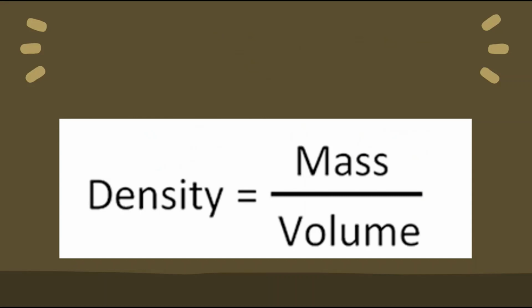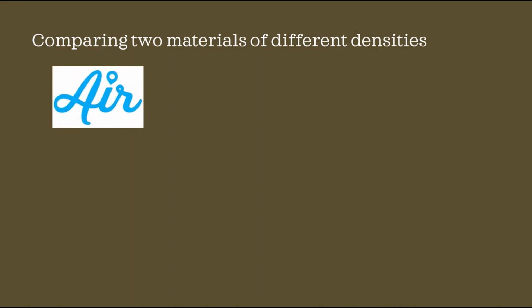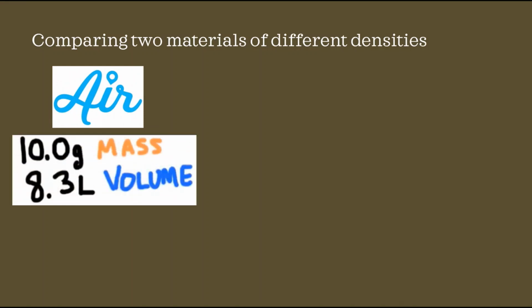So this is the most commonly used formula for calculating density. Density is nothing but the amount of matter per unit volume, so it is mass divided by volume. Now let's compare two materials of different densities. Let's start with air, which we can't see but we can feel, right? For 10 grams of air, we will have more than 8 liters of volume.